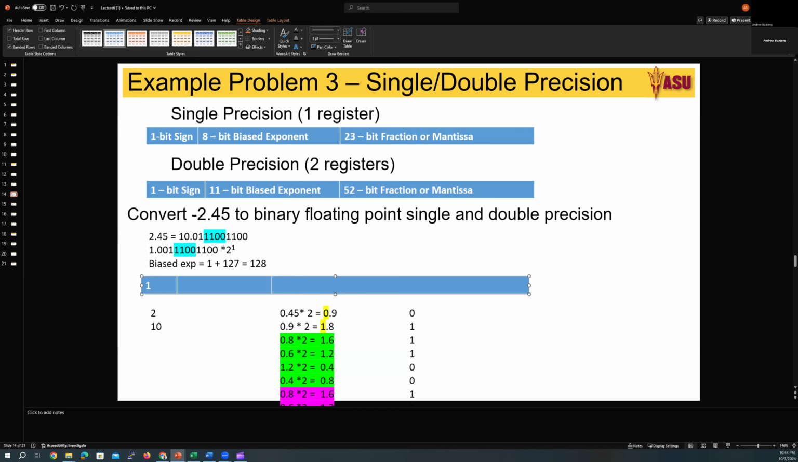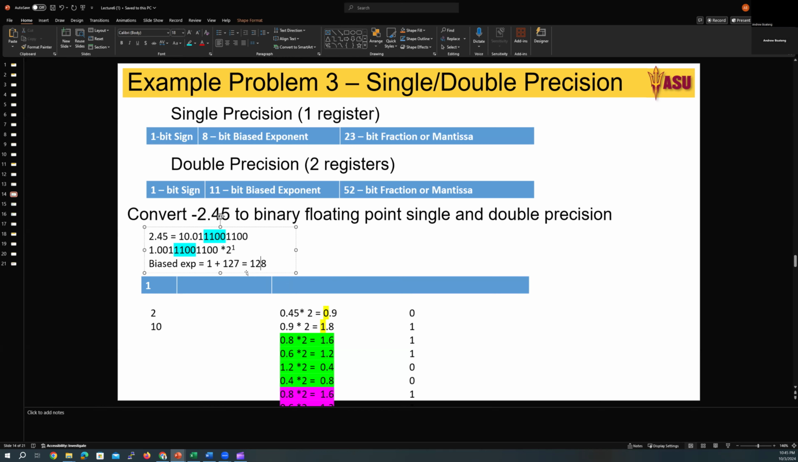Now this part, from this table, is an 8-bit biased exponent. We've already found our biased exponent to be 128, and the binary for 128 is 1 0 0 0 0 0 0 0. So now we are almost done with the conversion to single precision. The only part that is left is the 23-bit fraction, the mantissa. The mantissa or the fraction is gotten from the normalized form. Anything after the point is going to be your mantissa or fraction. So I'm going to copy and paste that one here.